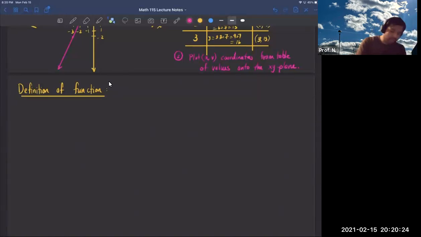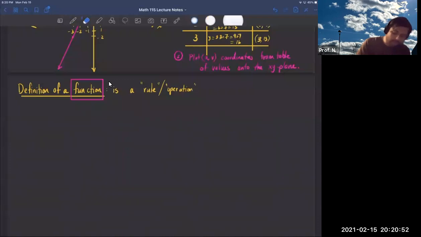And the keyword here is function. I forgot the article "a." So what is a function? A function, we're going to consider this as a rule slash operation. In particular, our rule, quote unquote, will be a mathematical operation of some sort.